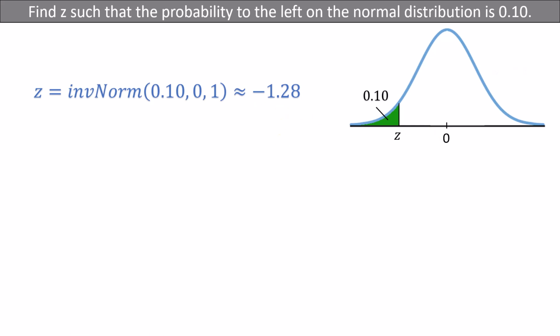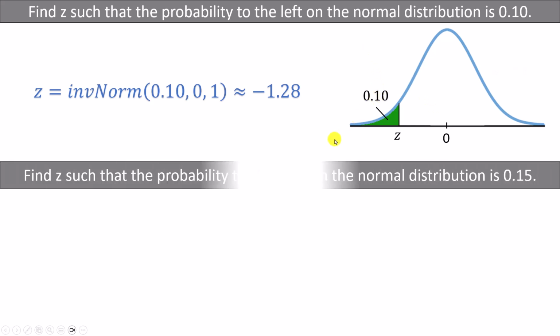Now, the main thing to watch out for with these inverse norm problems is sometimes the problem description will not give you the area to the left. You might instead be given the area to the right. But we know since the entire distribution must add up to 1 or 100%, if we know the area to the right, we can always solve for the area to the left. Let's look at an example.